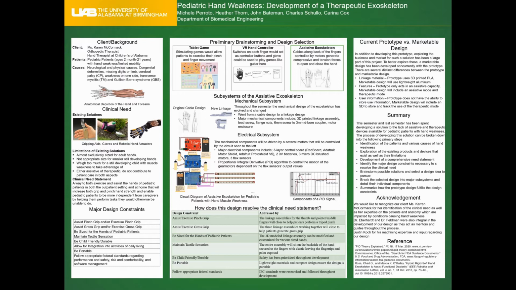In order to fully understand the clinical need, we first explored the existing solutions. On the far left, you can see an example of a gripping aid. These generally allow users to hold objects like utensils, pencils, and toothbrushes without conforming the hand into a rigid position. Then there are gloves. Gloves more so conform the hand into a rigid position, but allow users to hold heavier objects without worry of dropping them.